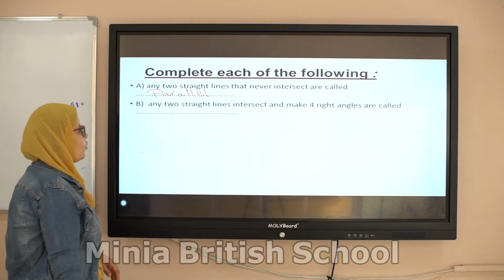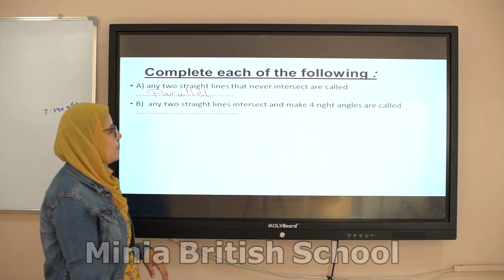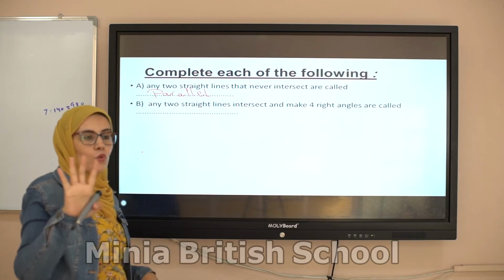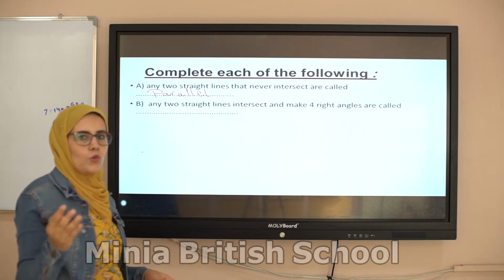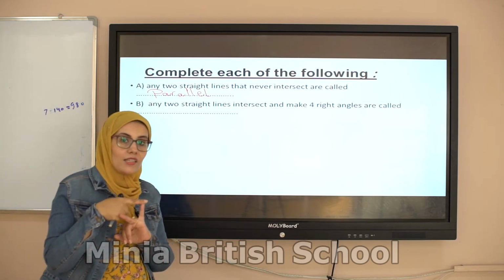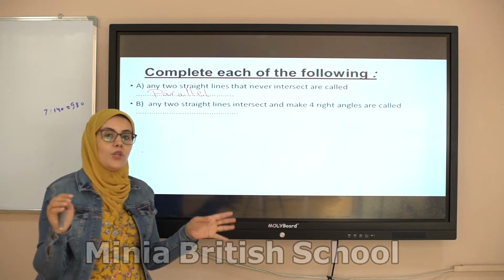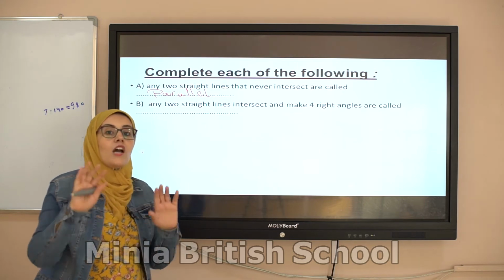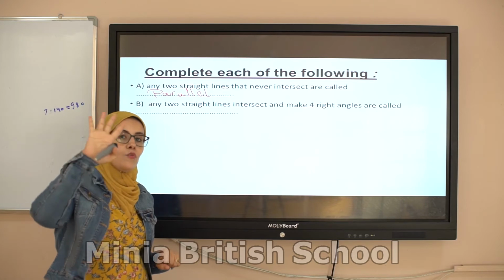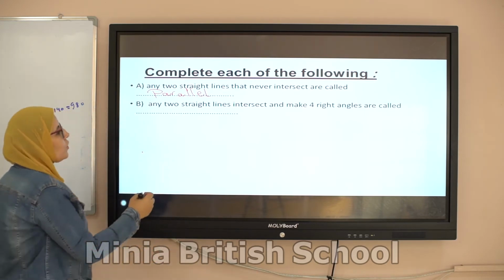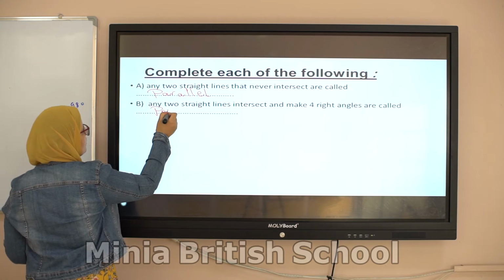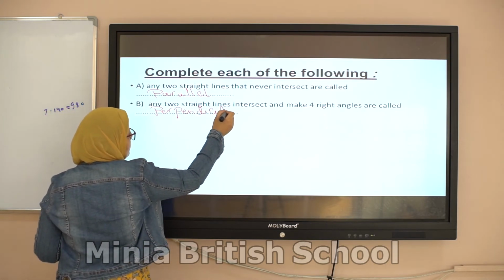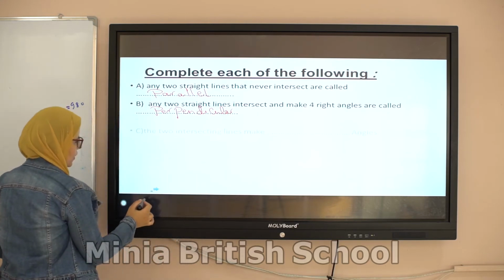Here, any 2 straight lines intersect and make 4 right angles. Make how many? 4. For what? Right angles. Which one? We said the first one, intersecting, makes 2 obtuse and 2 acute. The second one, perpendicular, makes 4 right angles. Make how many? 4 right angles. It's called what? Called perpendicular. Let's see another one.